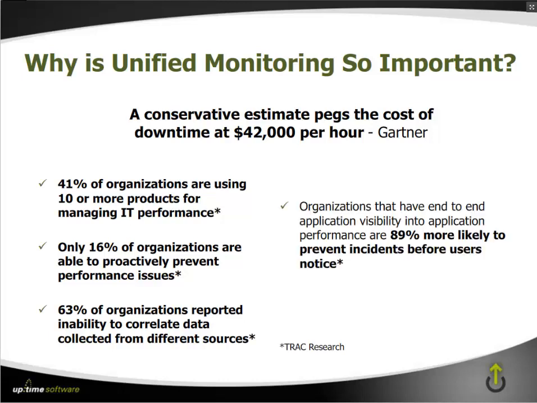Now, on the more positive side, organizations that have end-to-end application visibility into application performance are 89% more likely to prevent incidents before users notice. That ability to see the entire application stack, the entire service stack from one view, gives you an incredible amount of value and the ability to proactively prevent outages before they impact the end user, which, if we get back to $42,000 per hour for the cost of an outage, is immeasurable in terms of both satisfaction of IT service delivery, but also monetarily speaking.